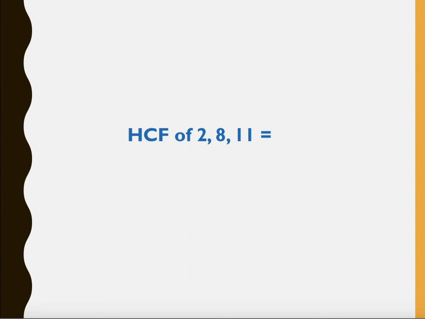Now we have learned so many different methods, so it's time for a very short quiz. What is the HCF of 2, 8 and 11? Can you think about it? What factors do they have in common? It is nothing but 1. Because while 2 is a factor of 8, 2 and 11 don't have anything in common. 8 and 11 do not have any common factors. The only common factor is 1.